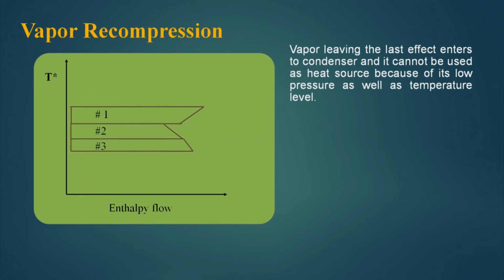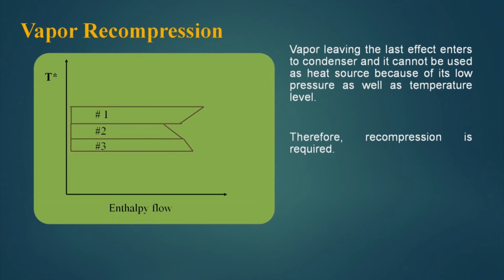Now, if I am using vapor recompression, the vapor leaving the last effect enters the condenser, and it cannot be used as heat source because of its low pressure as well as low temperature. So, the vapor which is coming out from the third effect cannot in fact be used in first or second effect, because its temperature is low, but it has some heat with it. Now, the question is whether that heat can be used as it is. The answer is yes, by using vapor recompression method.